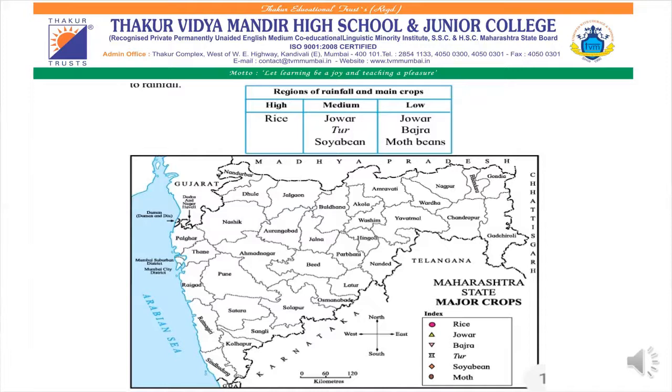And the agricultural season that falls during the monsoon period is called the Kharif season, and the one that falls during the winter season is called the Rabi season.